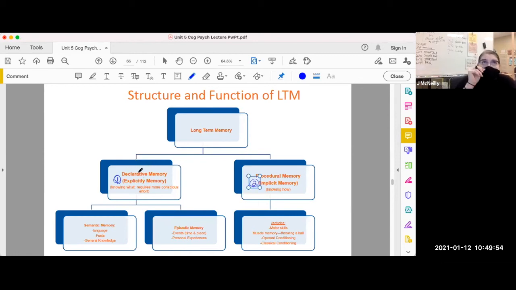It is conscious. It requires conscious effort. Like you have to declare semantic memory. Okay, semantic means meaning. So your understanding of language, general facts like who is the first president, who's the last president, and so on, versus episodic memory, which deals with episodes in your life, personal experiences. So long-term memory is broken down into 2 parts, declarative versus non-declarative, explicit versus implicit.